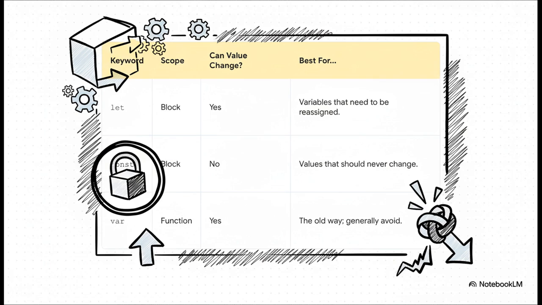The most common one you'll see is let. You use let for variables where the value inside the box might need to change later on. Then you have const, which is short for constant. You use this for values that you declare once and you never want them to change. And finally, there's var. Now, var is the old way of doing things and it has some weird behaviors, so for the most part, you should just avoid it in modern code. Stick with let and const.